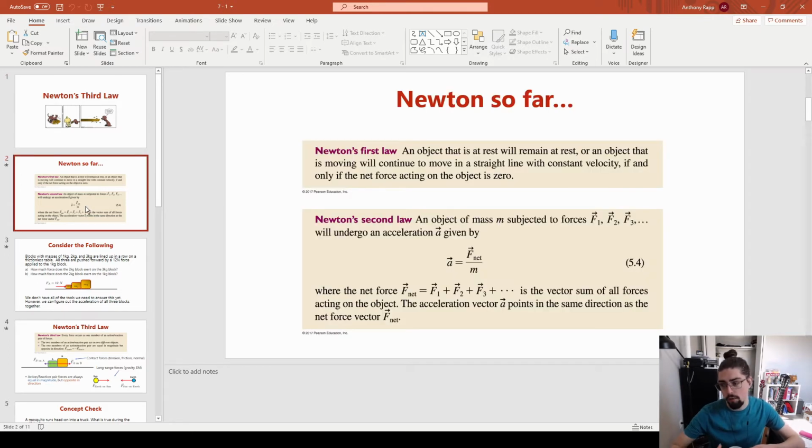So those first two, just in case. Newton's first law is an object at rest will remain at rest. An object in motion will remain in motion. To change that motion requires some force. The second law is that force. It is our definition of what force is. F is equal to ma, or specifically, if you want to look at it, F net.